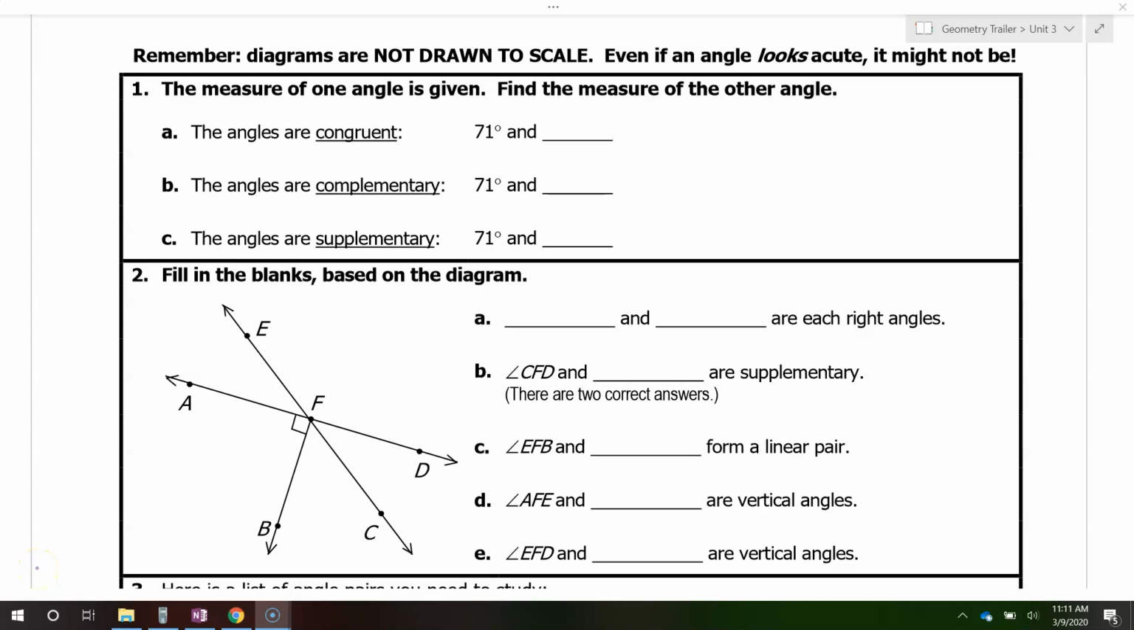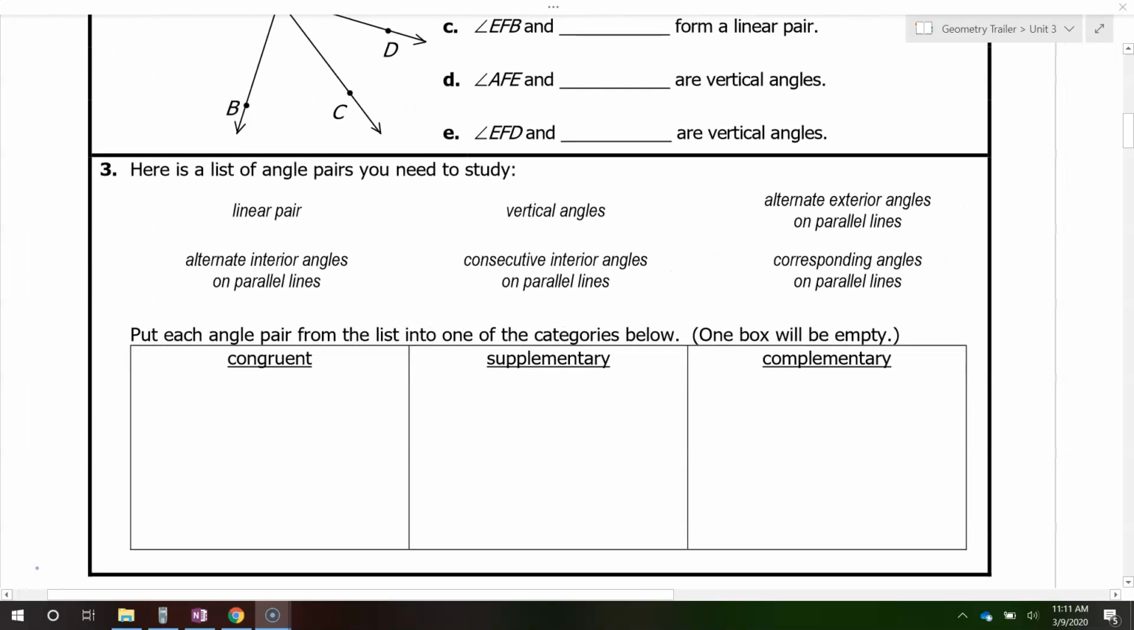In this video, I will show you how to use the special properties of angle pairs to find unknown values. In addition to talking about things like congruent, complementary, and supplementary, specifically, we will be looking at these 6 angle pairs: linear pair, vertical angles, alternate exterior angles, alternate interior angles, consecutive interior angles, and corresponding angles.